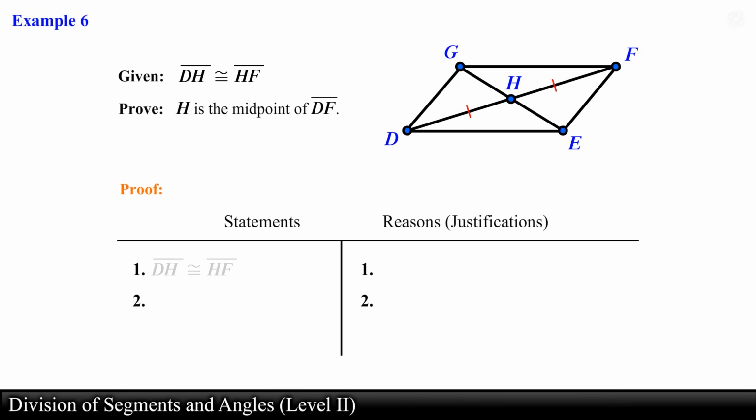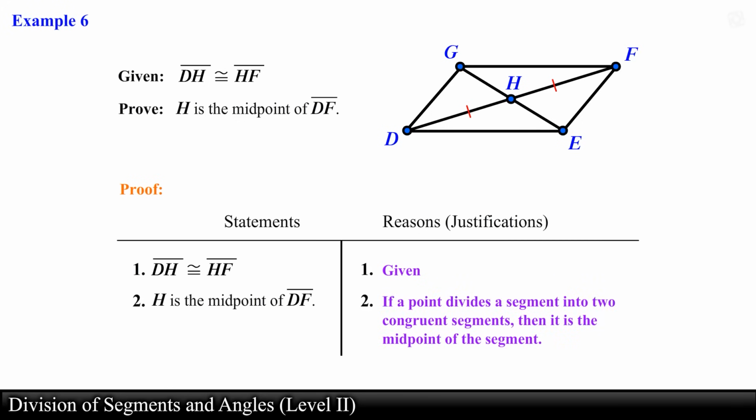We will start with the given information. In this case, segment DH is congruent to segment HF, and the reason is because it is given. From here, we can conclude that point H is the midpoint of segment DF, because if a point divides a segment into two congruent segments, then it is the midpoint of the segment. This is essentially the definition of a midpoint, and this ends the proof. Alright, in our next video, we will go over more basic examples involving division of segments.